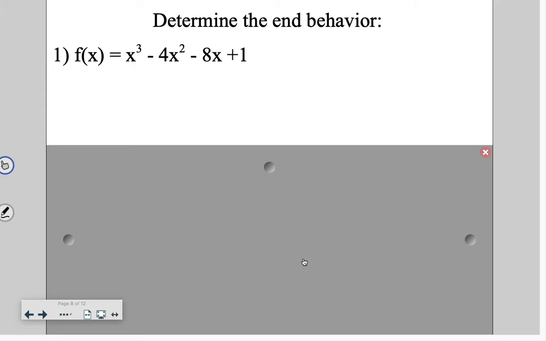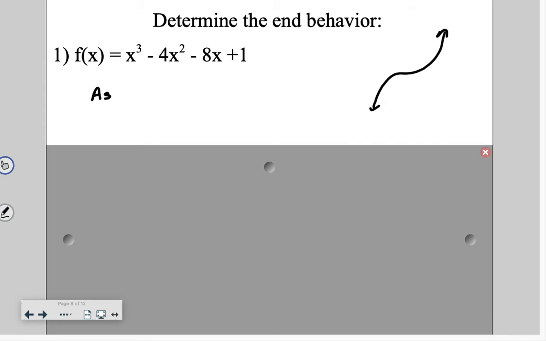First question. What's the general shape here? Whenever you're trying to determine end behavior, think of the general shape first. Then write the end behavior to match. What's the general shape of this function? It's cubic, right? And it's a positive x cubed. So the general shape of this graph is going to look something like that. If you can picture that in your head, you can now write the end behavior to fit that.